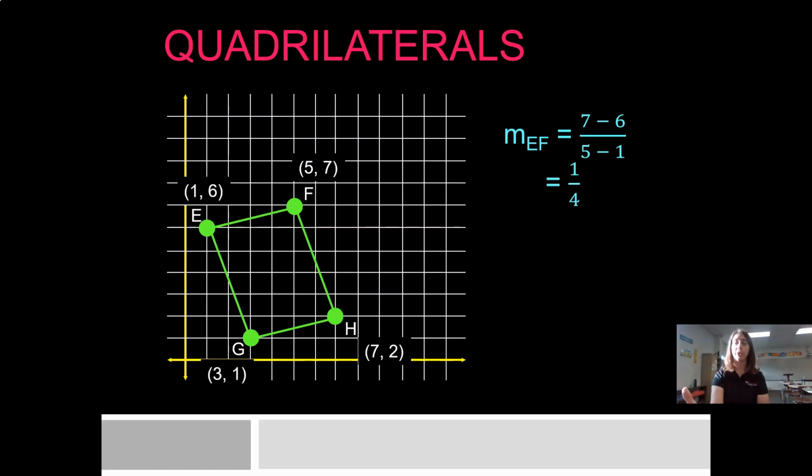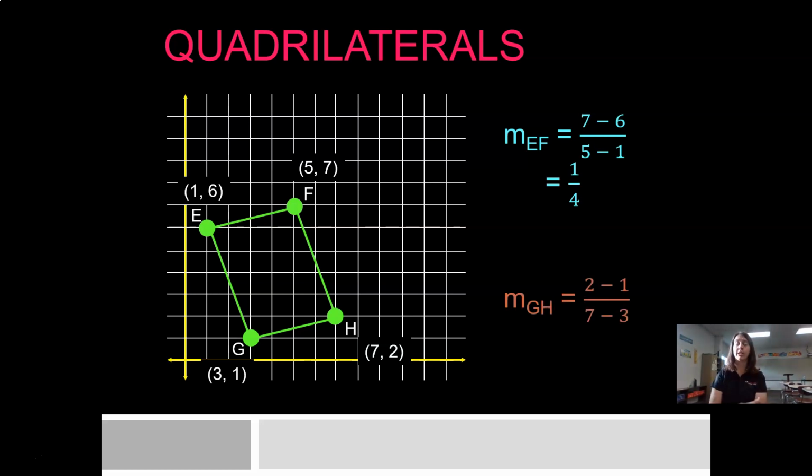That fraction doesn't reduce. Slope is always written as a fraction, so we don't want to do anything else in that question. Now, what was I supposed to do with the slope of EF? I need to show that it's the same as the slope going from G to H. So that's the second thing that I want to look at in the question.